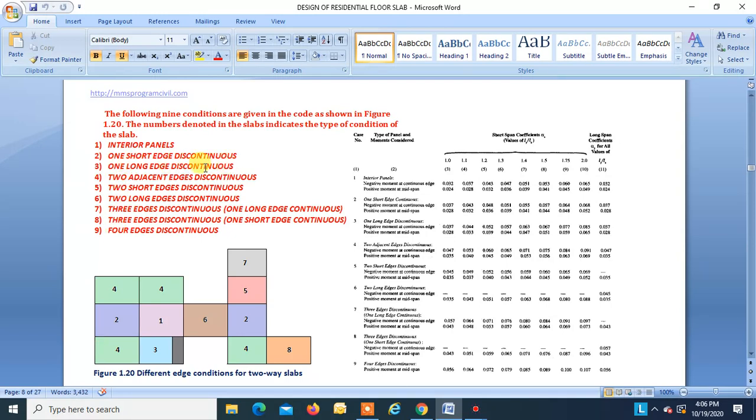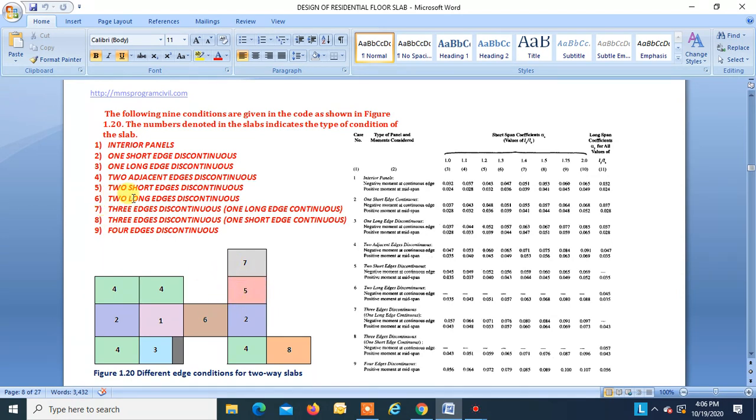One long edge discontinuous, that is three. So third is this, one long edge discontinuous, right? This is a slab. Fourth is two adjacent edges discontinuous. Five is two short edges discontinuous, two long edges are continuous.